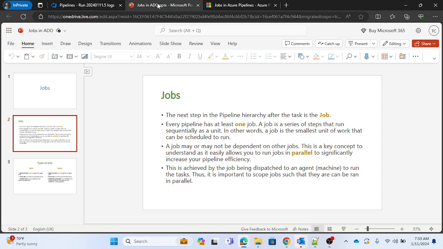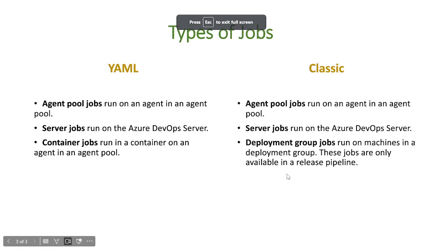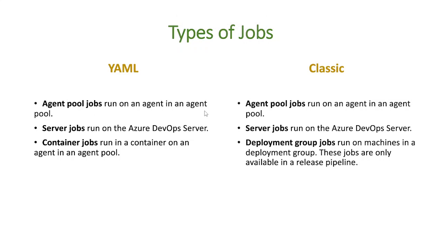And finally, there are three types of jobs in each pipeline. In a YAML pipeline, we have agent pool jobs, server jobs, and container jobs. Agent pool jobs run on an agent in an agent pool, whereas server jobs run on the Azure DevOps server, and container jobs run on a container on an agent in an agent pool. Do not worry, we will see all these types in detail in our upcoming videos. But for now, have a hint about what these job types are.